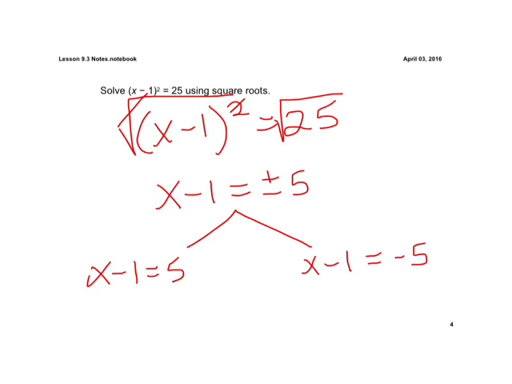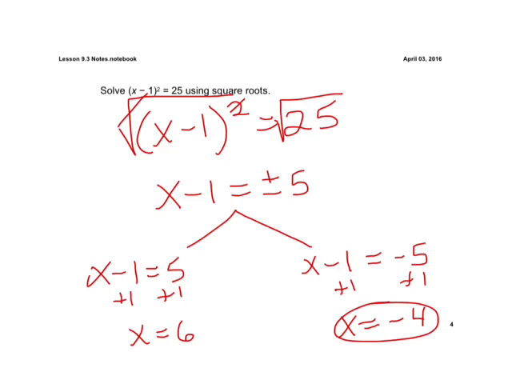This is how we're going to get our two solutions. So now we're just solving for x. Add 1. So x is 6. Add 1. So x is negative 4. So there are our two solutions.